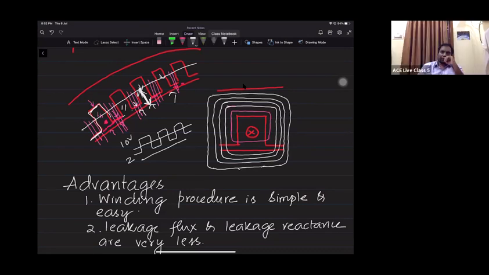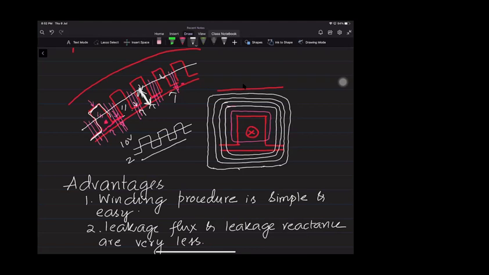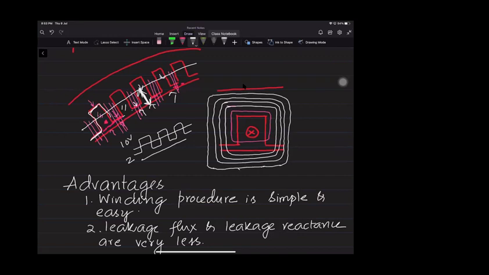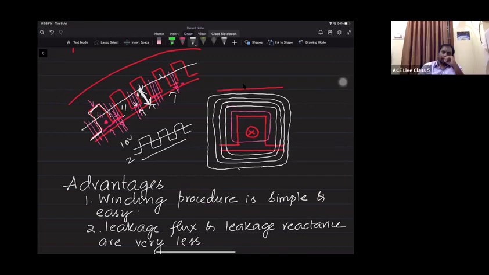Sir, leakage flux means phi L, sir. Leakage flux means phi L, correct. Phi L is represented as an inductor, sir, equivalent to an inductive drop. Yes, exactly. Understood? Okay, sir.